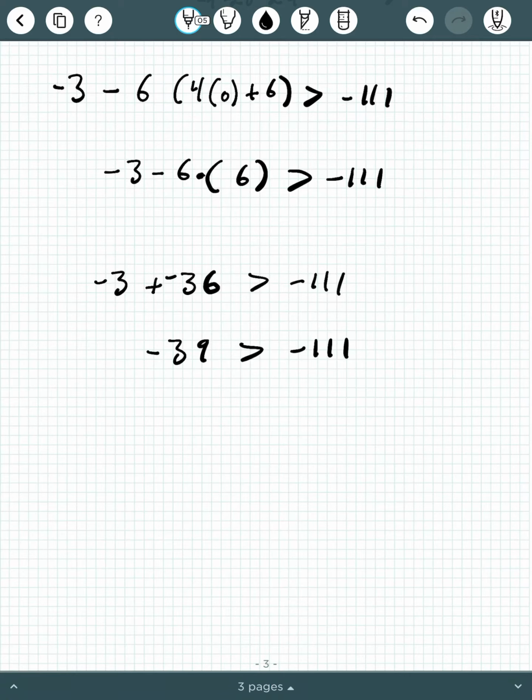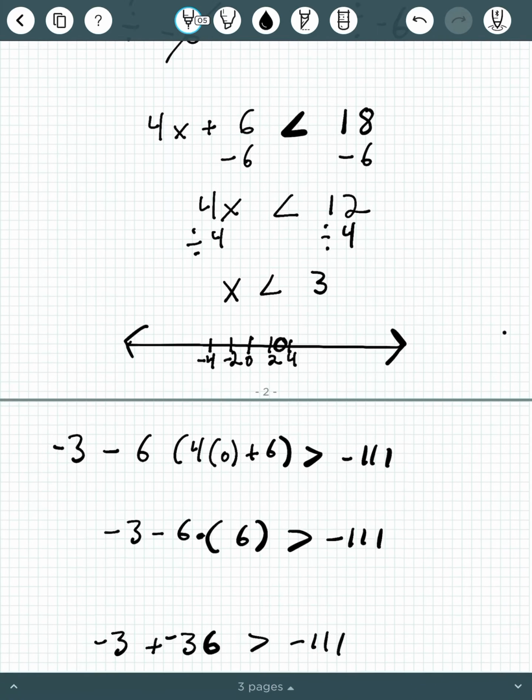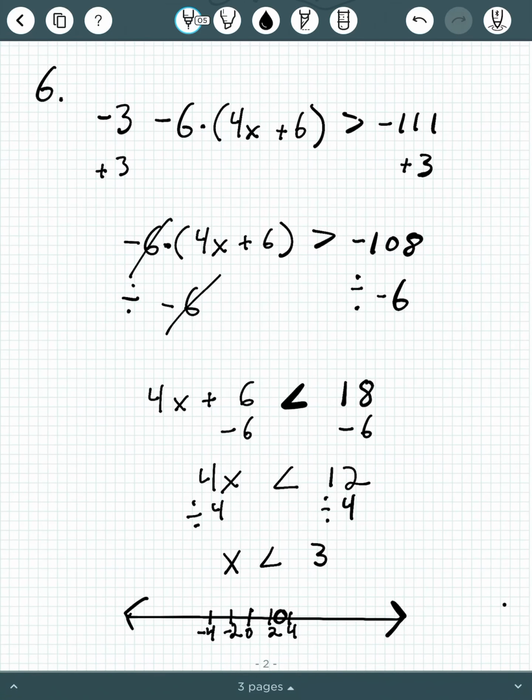That's true because in negatives, remember that negative 111 is a lot further from 0 than negative 39 is on the number line. So that is greater than, and that means that we were correct to think that wherever 0 falls includes our answers. So 0 is to the left of my boundary point. So that's where I'll shade on the number line. And I know that x must be less than 3. So that's my final solution set for this inequality, all the values less than 3.